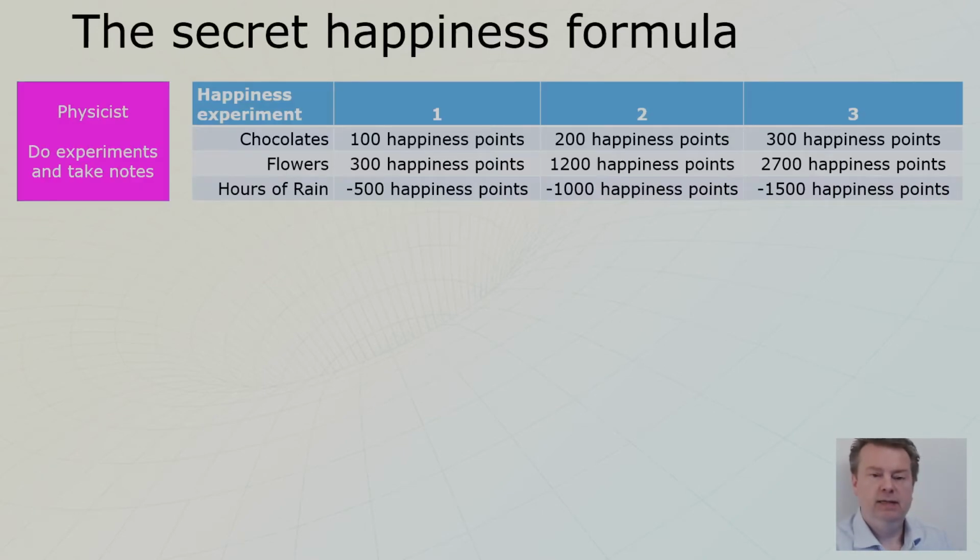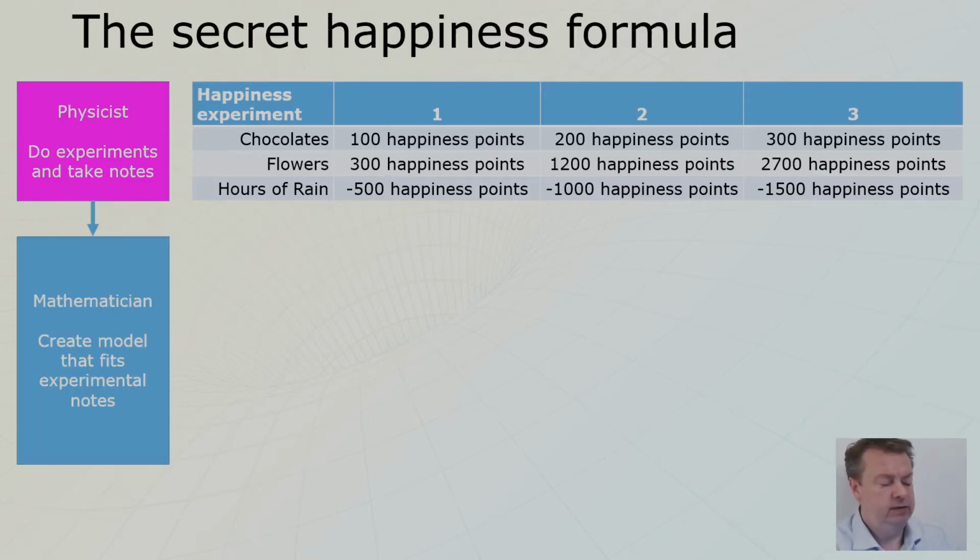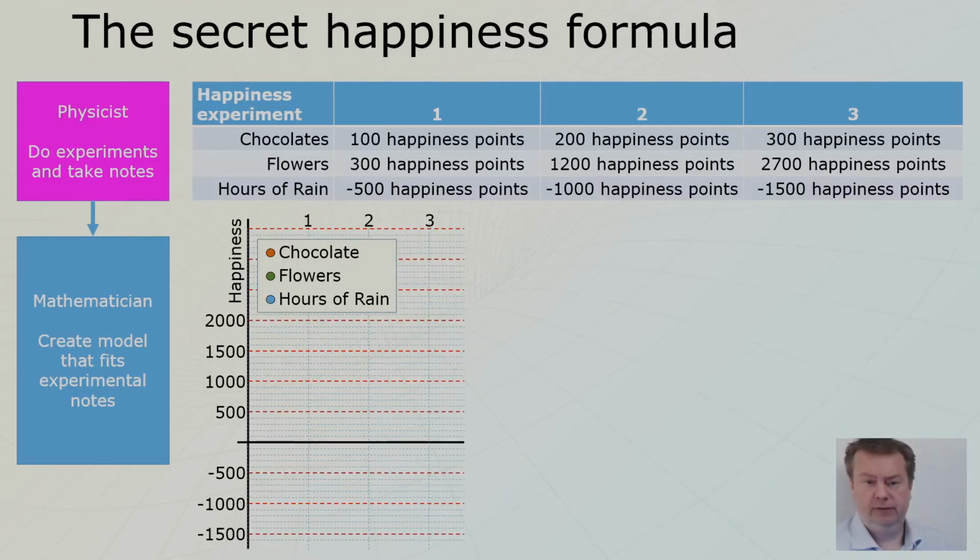Here it is. Then GP goes to the evil mathematician and she asks him, can you give me a model that fits my data? And he says, sure I can, but I don't like tables. I like graphs. So he draws a grid. Vertically happiness points, horizontally 1, 2, 3. And he's going to plot her data points in the graph. Brown ones for the chocolates, green ones for the flowers, blue ones for the hours of rain.